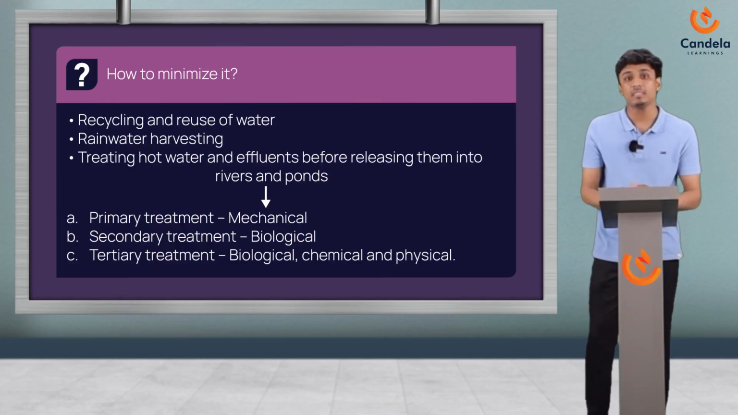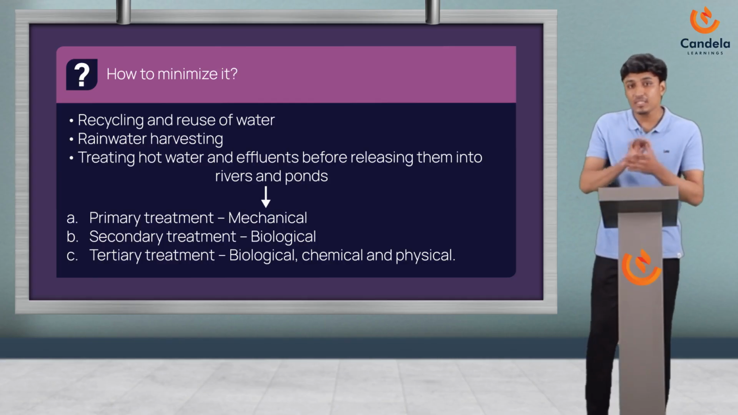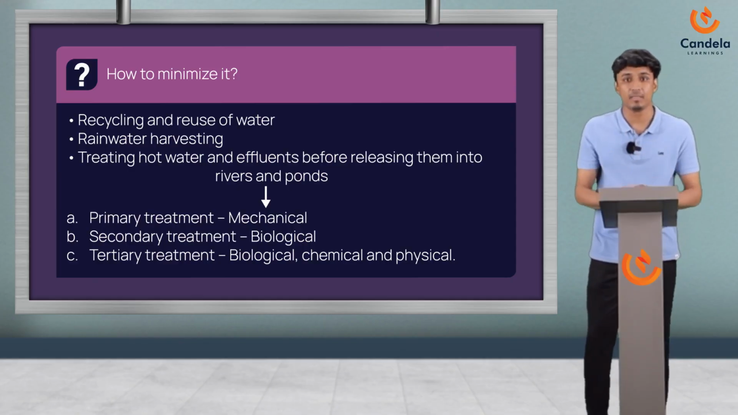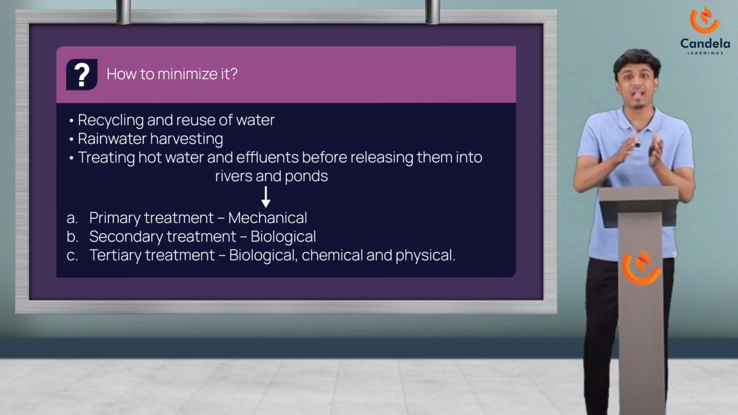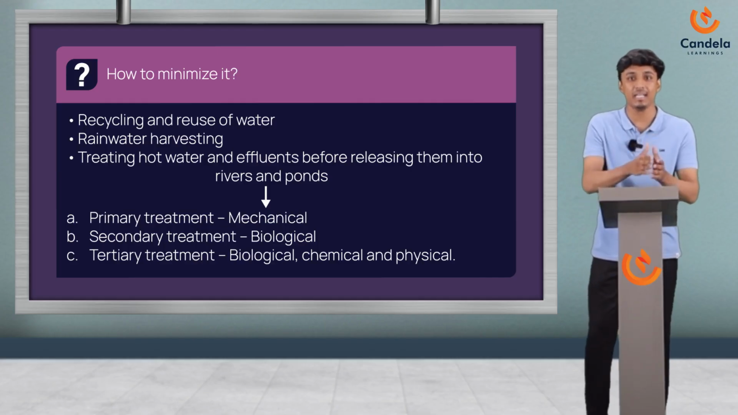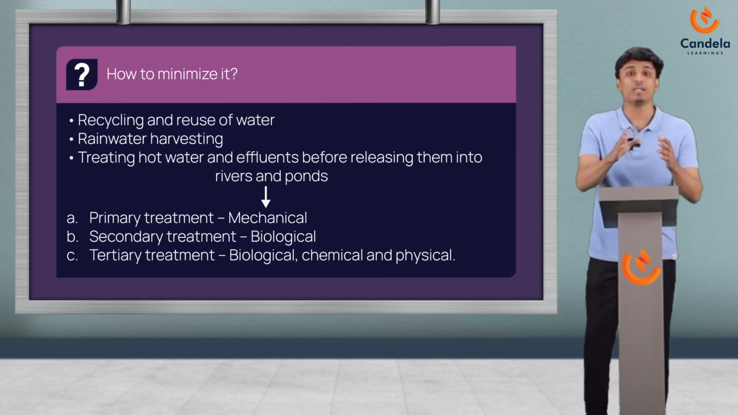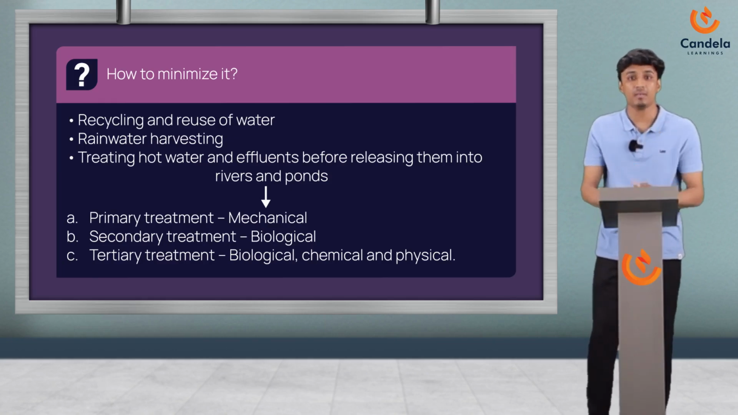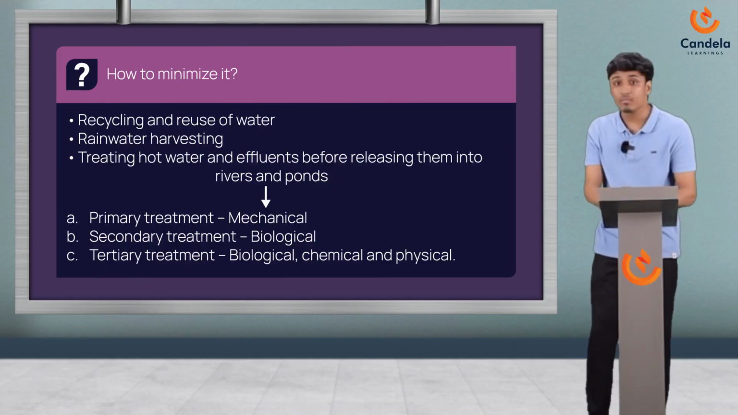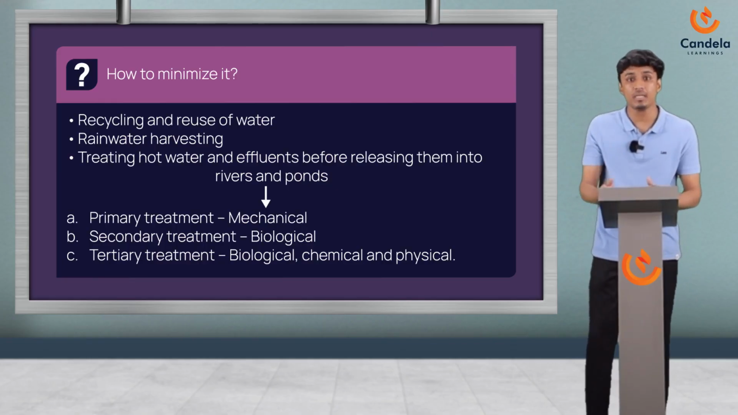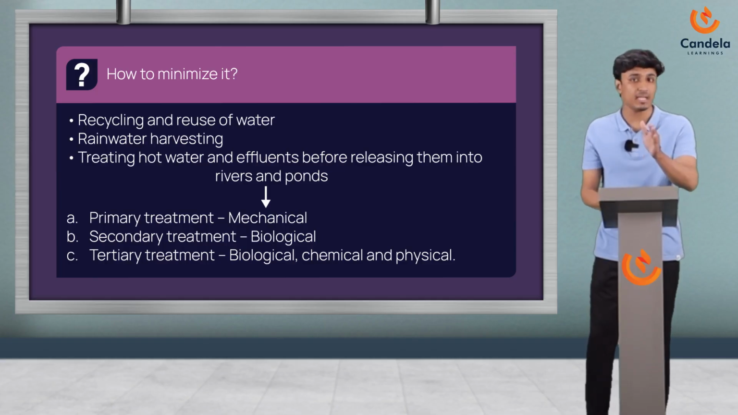Listen carefully. Treating hot water is not a one-step process. It has 3 stages. Okay. The first phase is called primary treatment. This treatment is a mechanical process which involves screening, grinding, flocculation and sedimentation. The second phase, which is secondary treatment, involves a biological process. Now the last step, tertiary treatment, involves biological, chemical as well as physical processes.